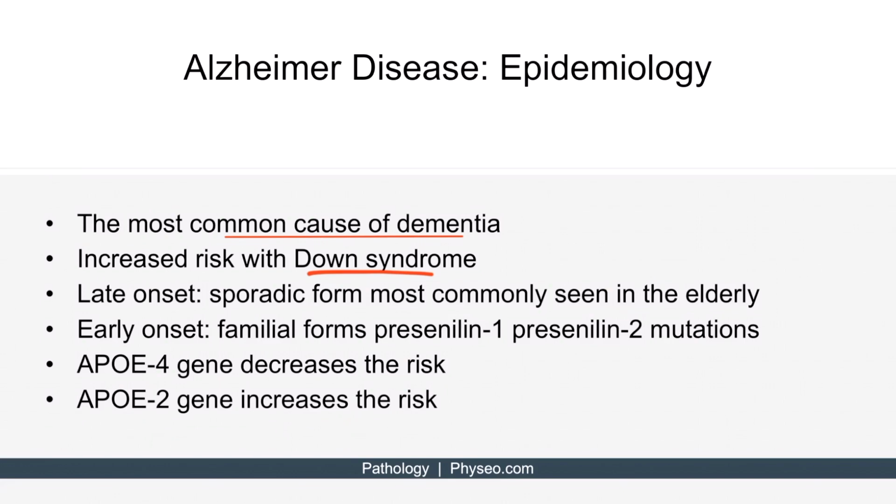Although the majority of Alzheimer's cases are sporadic, some are familial. The familial form is associated with mutations in presenilin 1 and presenilin 2. The ApoE4 gene has shown to decrease the risk of developing the disease, and the ApoE2 gene has shown to increase the risk of developing the disease.